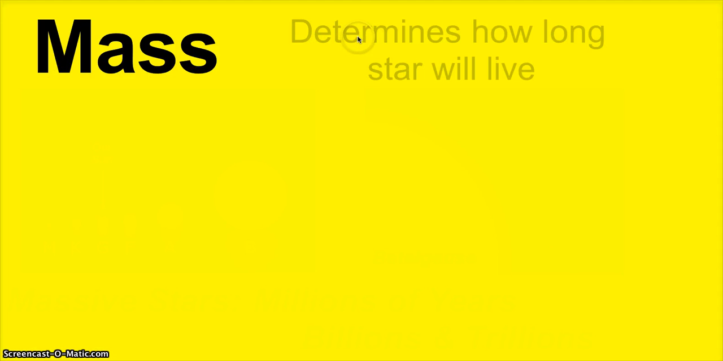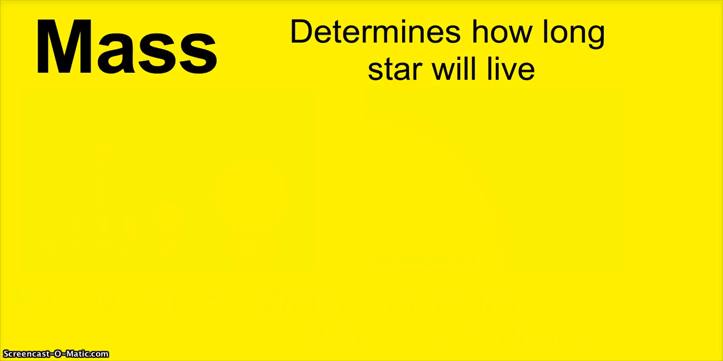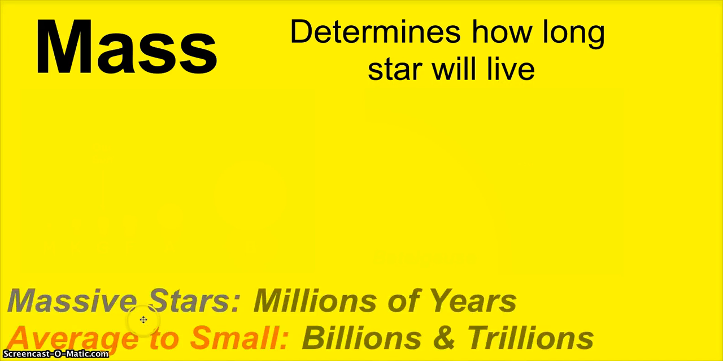Now, you see this word mass, and I'm sure you've heard that before. It's a science word. It basically means how much stuff is inside of something. So why are we talking about it with stars? Well, depending on the star's mass, that will determine how long the star will live. And specifically, massive stars, so the larger of the stars, they burn for millions of years, whereas the average or small stars burn for billions and trillions of years.